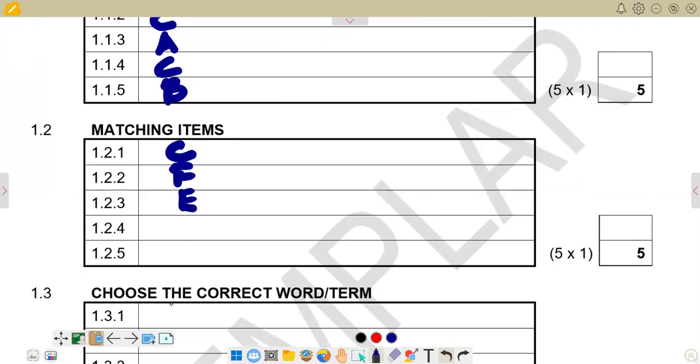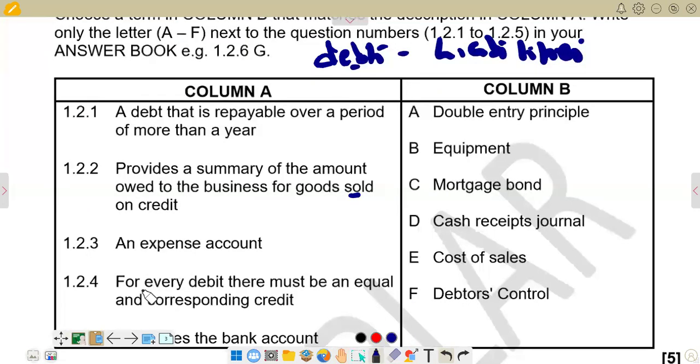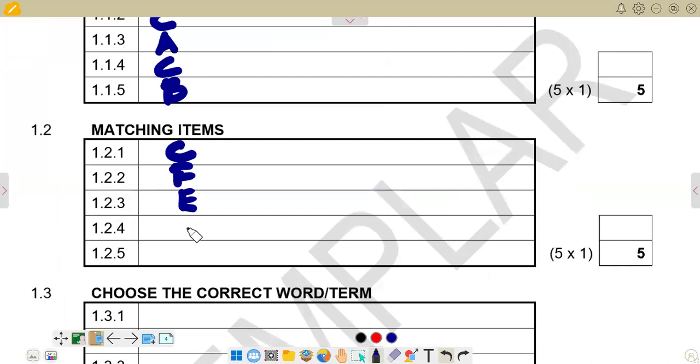Then we go to 1.2.4. I will see that our next question reads, for every debit, there must be an equal and corresponding credit. So remember, this is a description of the double entry principle, whereby we are going to debit and credit, and we make corresponding entries. So we see that 1.2.4 is describing our double entry principle. So we've got 1.2.4 A. So if you come here, you see that A is our appropriate answer.